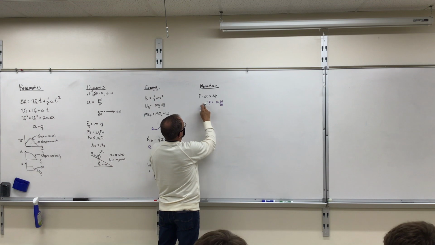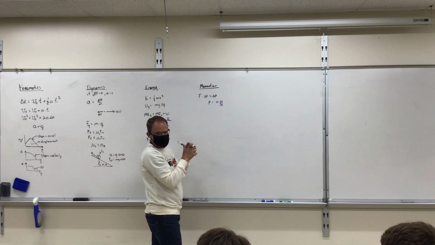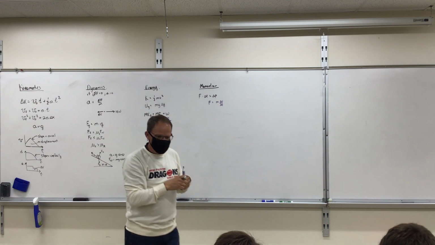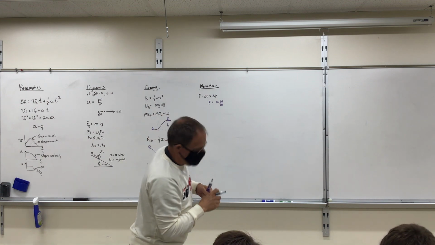So do they write F equals delta p over delta t, I think? They do delta p over that. Yeah, okay. So they write it like that.